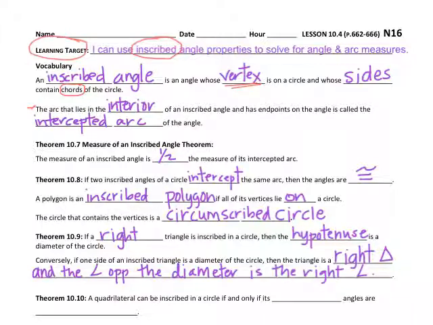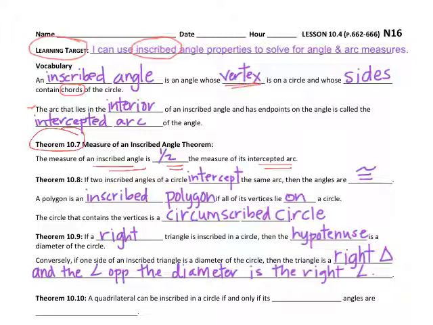I'd also like to introduce the first of several theorems that we have for this video. The first one is the measure of an inscribed angle theorem. That's theorem 10.7. It says the measure of an inscribed angle is 1/2 the measure of its intercepted arc. So inscribed angle, half of its intercepted arc.